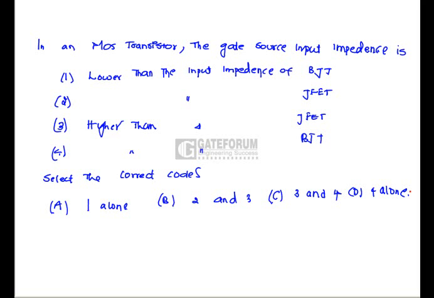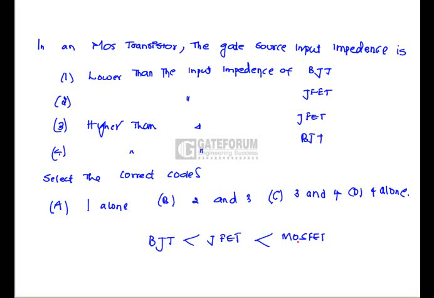In an NMOS transistor, the gate source input impedance is. So if we compare the input impedance of the three different types of transistors, BJT, JFET and MOSFET. In case of BJT, the input junction, that is the base emitter junction, is forward biased, whereas in case of JFET, the PN junction is reverse biased. In case of MOSFET, the input junction is through the insulator. Hence the input impedances of these three transistors are in the following order.